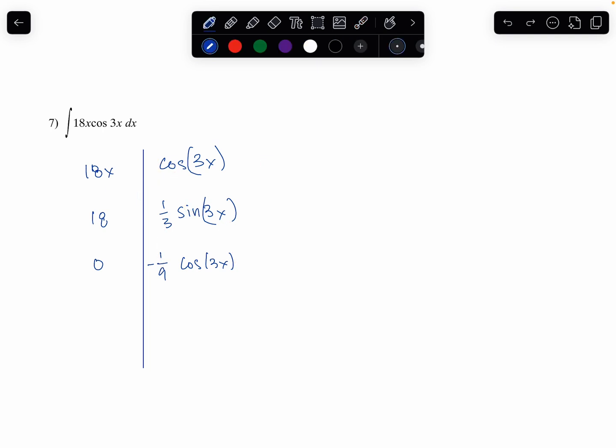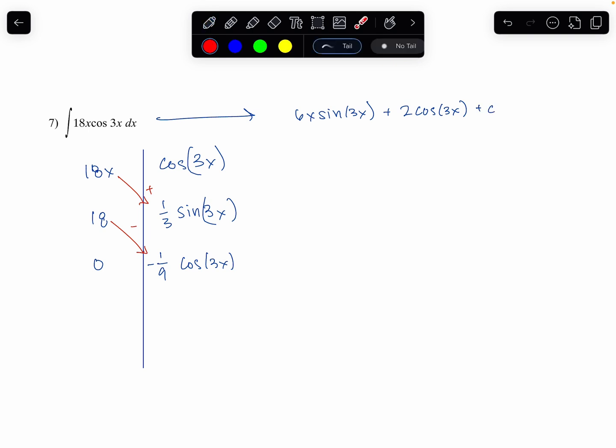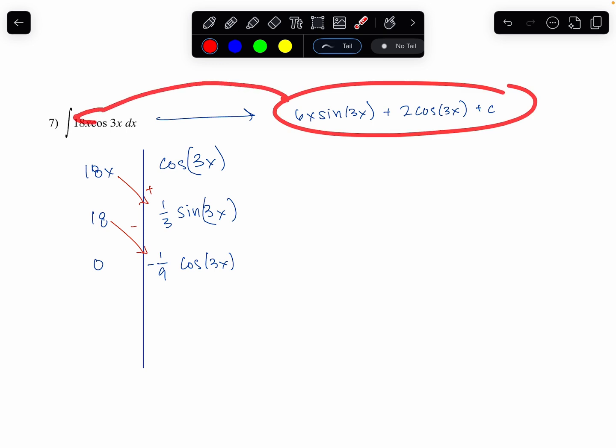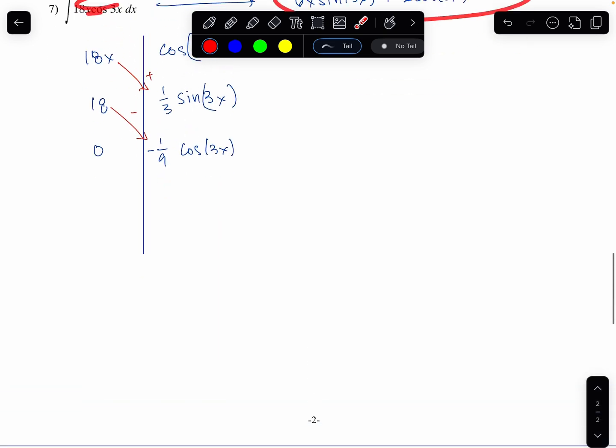That right there is going to be plus, this is going to be minus. So here we'll get 18 over 3, so that would be 6x sine of 3x, and then plus 2 cosine of 3x plus c. Okay, and I think that should check out. If you want to check the derivative here, make sure it's that right there, go for it, but I think I'm going to call it.